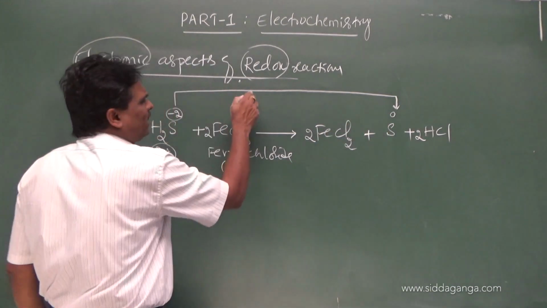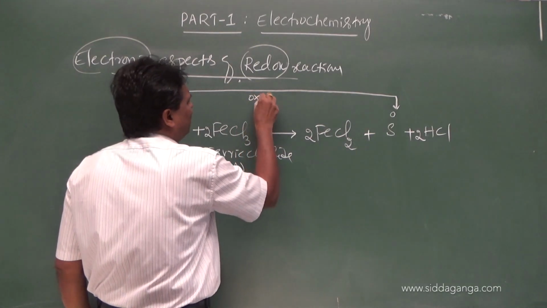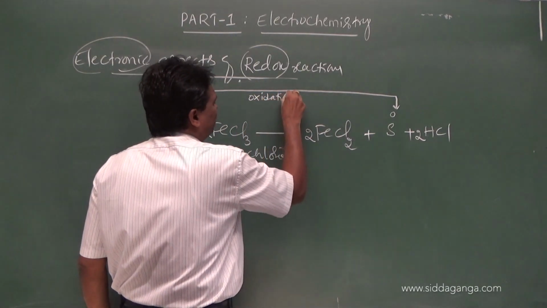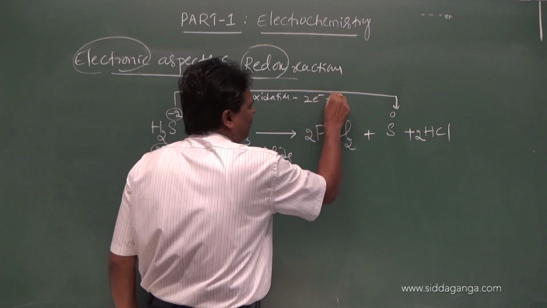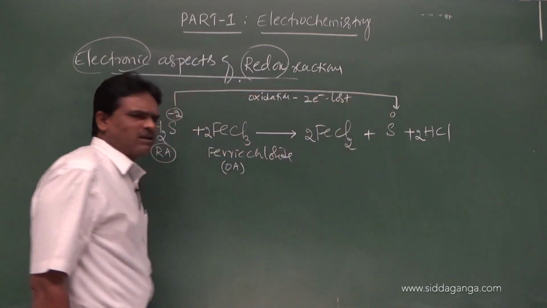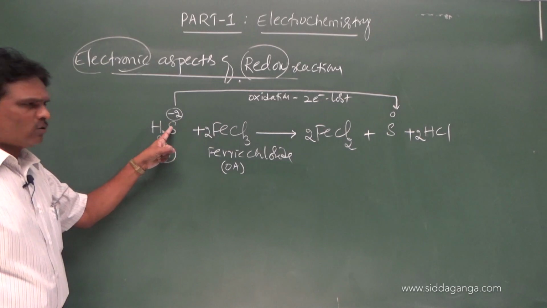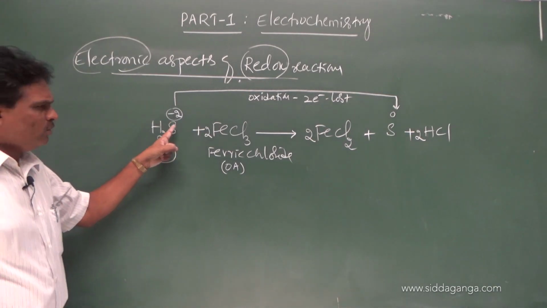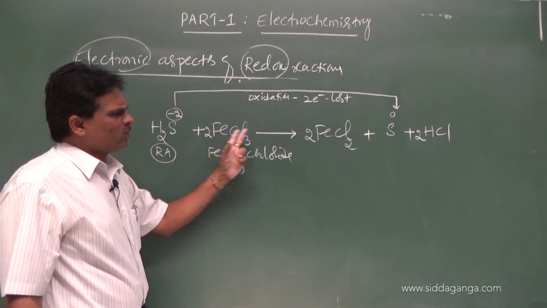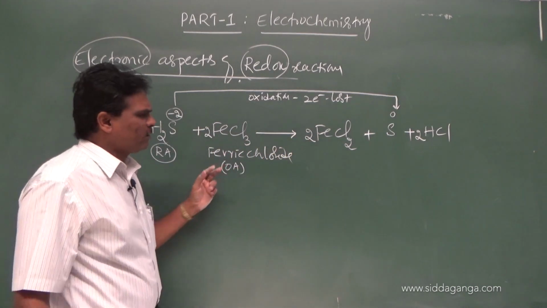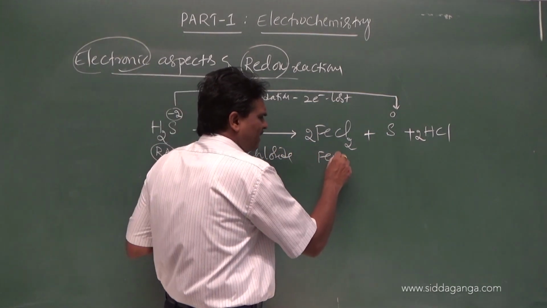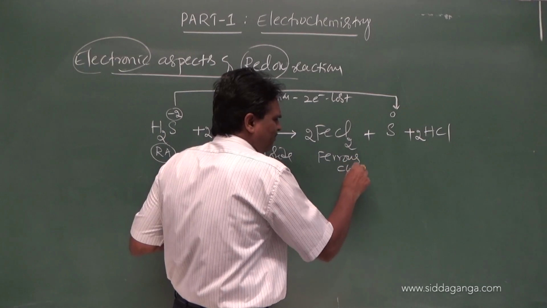The oxidation state of any free element is 0. So it loses 2 electrons, and loss of electrons is oxidation. So 2 electrons are lost. Hydrogen sulfide also reduces ferric chloride to ferrous chloride. This is ferric chloride, and this is ferrous chloride.